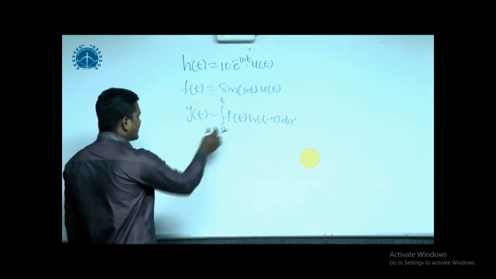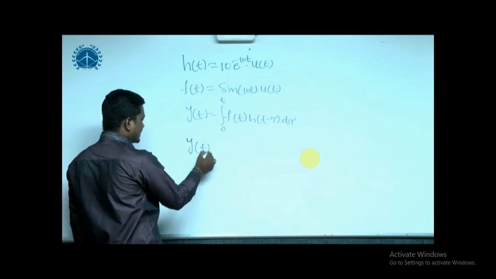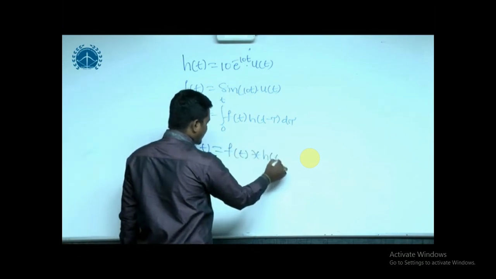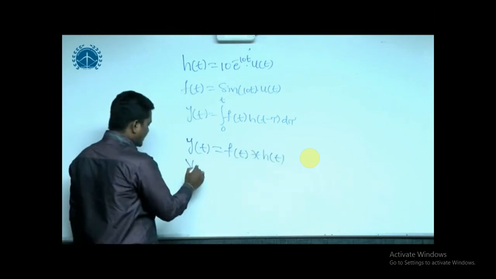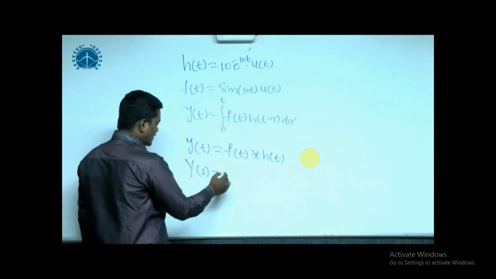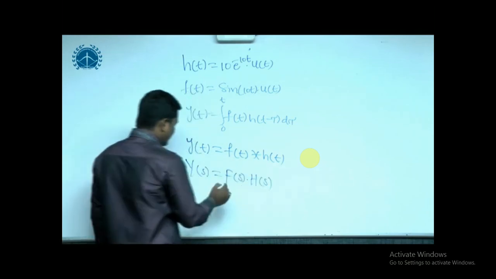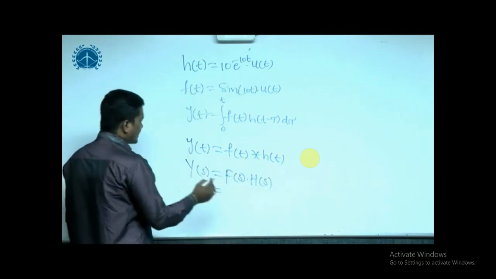So from the given relationship, I can write this signal as y of t equals f of t convolution h of t. Now what is y of s from the time domain convolution property? F of s into h of s. What is f of s? The Laplace transform of f of t. So how much is it?